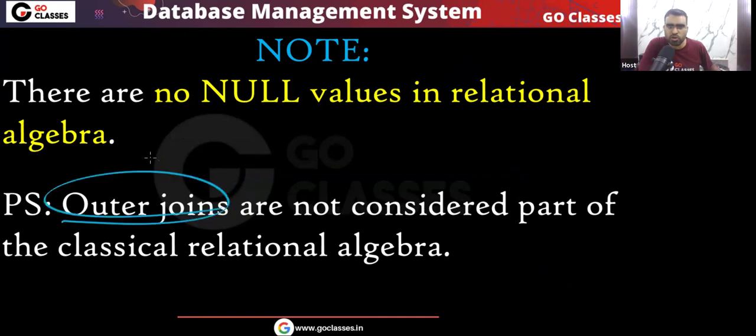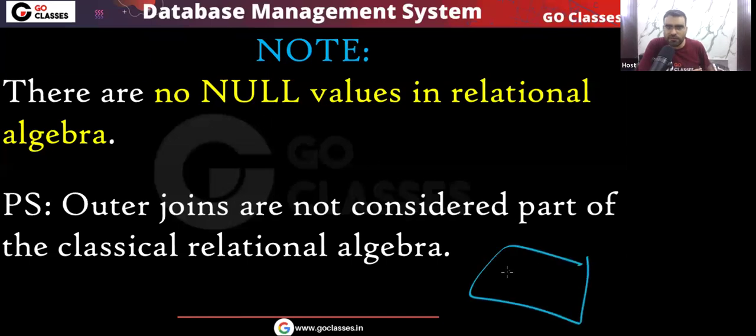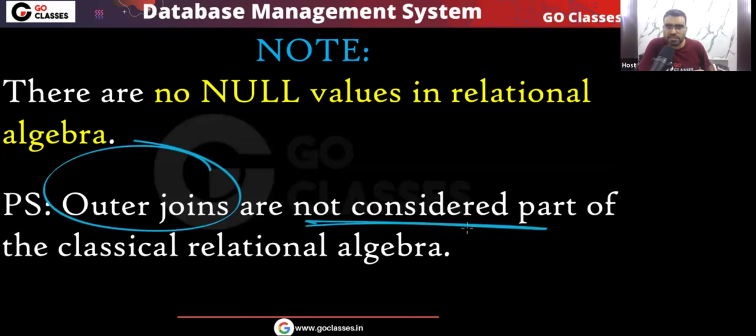When you apply the outer join, remember the input table does not have null values. The resulting table, the final result, can have null values, but the input table does not have null values. But the actually important point is that outer join is not considered part of basic relational algebra.